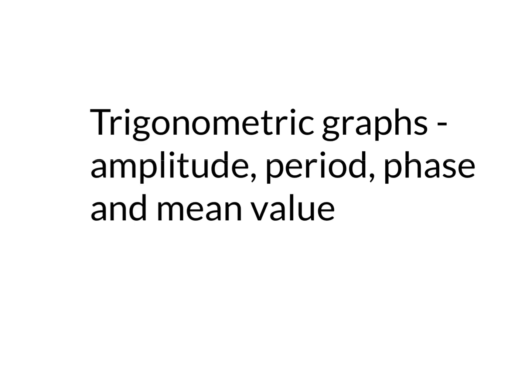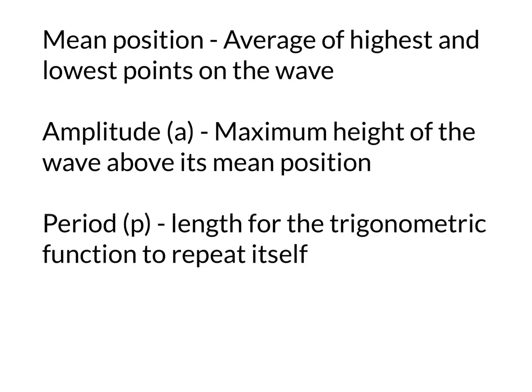Welcome to Trigonometric graphs, where we'll look at calculating the amplitude, period, phase and mean value, as well as definitions. So the mean position is the average of the highest and lowest points on our wave. Our amplitude, represented by a little a, is the maximum height of the wave above its mean position. And the period is the length for the trigonometric function to repeat itself.